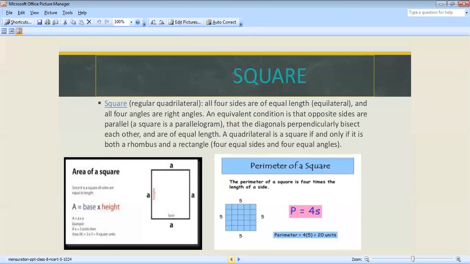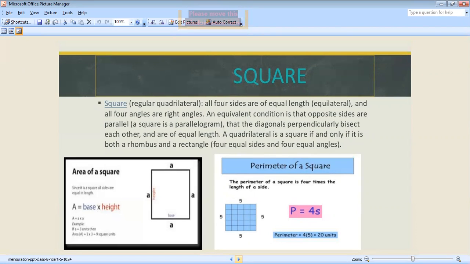So in a square, four sides are equal. That is A units we are taking. Area. What is the formula of the area? Base into height. Area is base into height. That is A into A is A square units. Suppose we take the side as 4 units. 4 into 4, 16 square units. This is the area of a square.